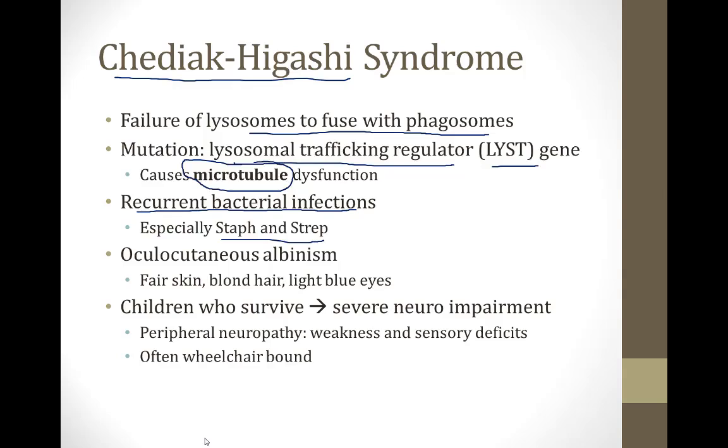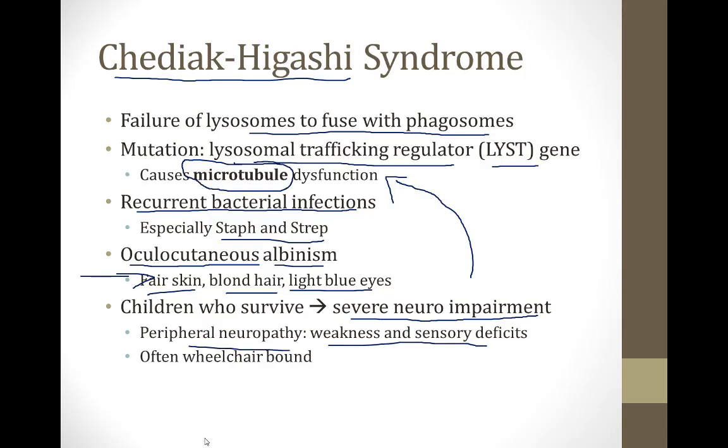And then a unique feature of this disorder that makes it very easy to recognize in a board question stem is that these children have something called oculocutaneous albinism. This means they have fair skin and blonde hair and light blue eyes. The reason for this is that there are granules containing pigments in your cells that are also transferred around via microtubules. And when the microtubules are dysfunctional, they don't get transferred properly, and as a result, these children end up with all the features described here. Children who survive suffer severe neural impairment. They get peripheral neuropathy and weakness and sensory defects, and they're often wheelchair bound very quickly.